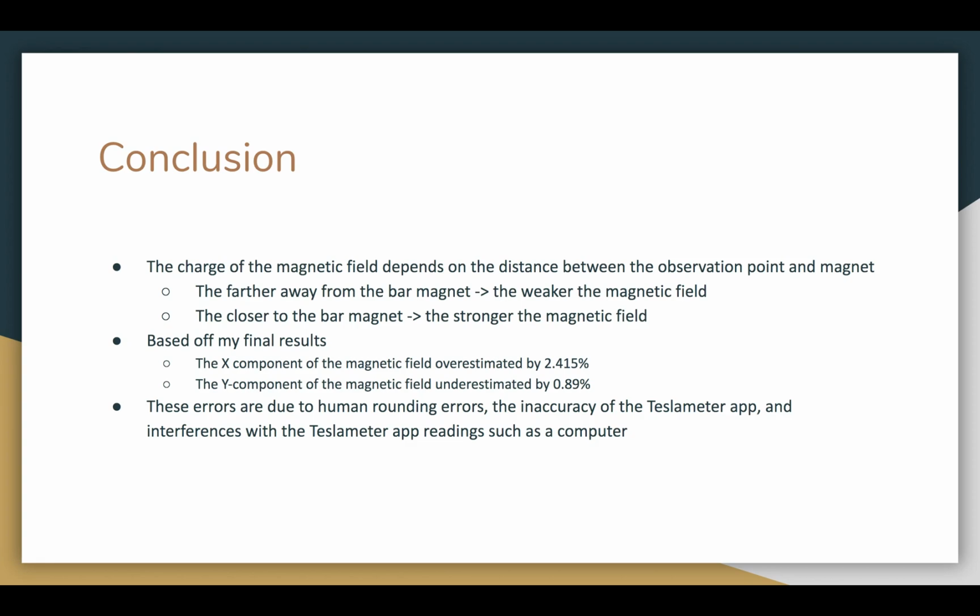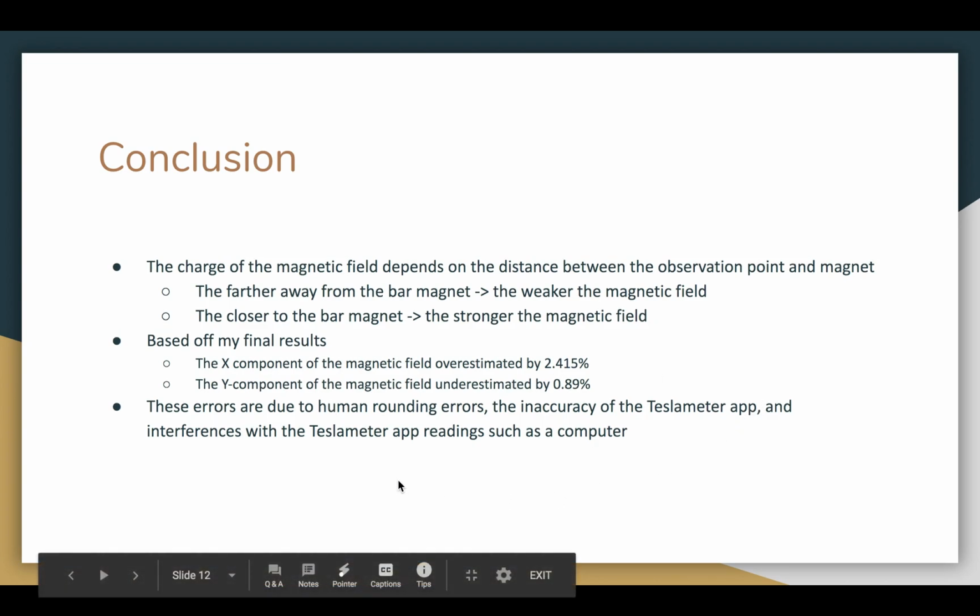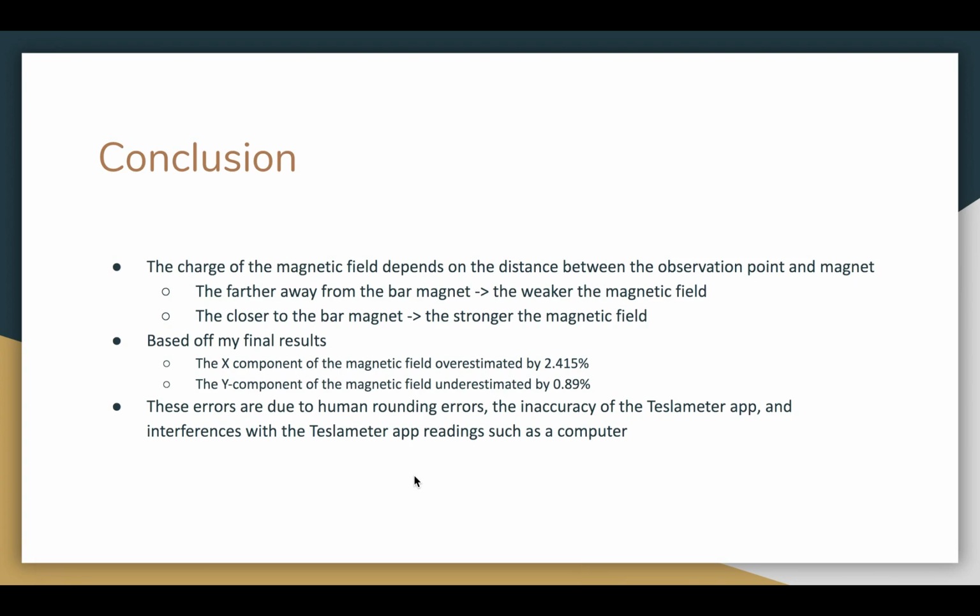The farther away from the bar magnet, the weaker the magnetic field gets, whereas when you're closer to the bar magnet, the stronger the magnetic field gets. And based off of my results, the X component of the magnetic field was overestimated by 2.415%, whereas the Y component of the magnetic field was underestimated by 0.89%. These errors could be due to human rounding errors, the inaccuracy of the smartphone app, or interference with the Tesla meter app readings, such as a computer or any other electronic device.